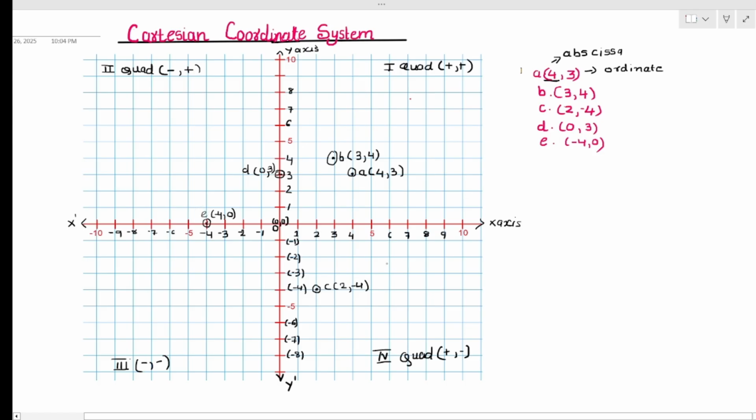So this is your Cartesian plane, which is very easy, and you can easily solve and plot the questions asked over there.